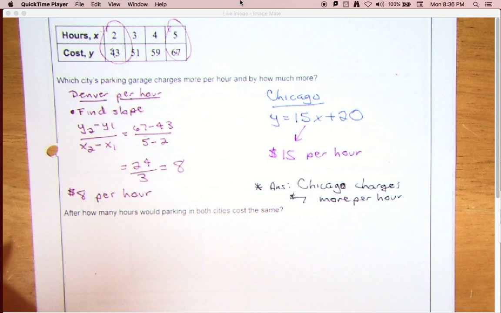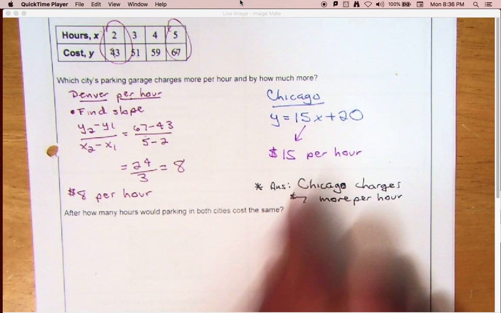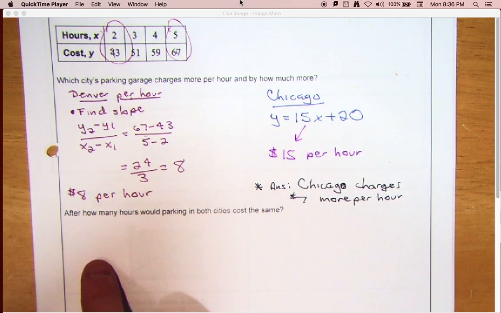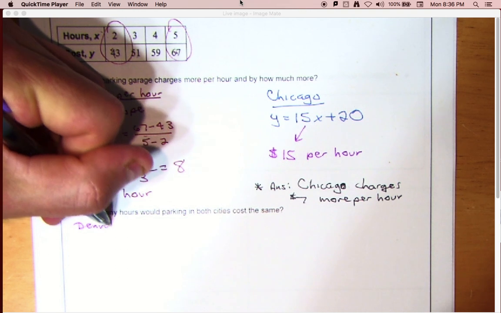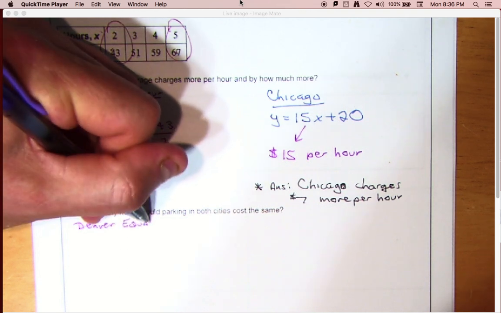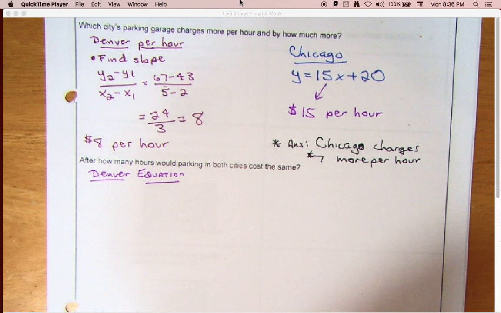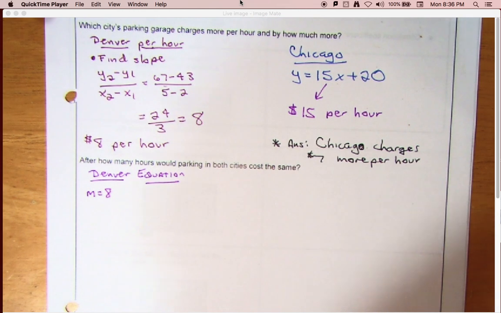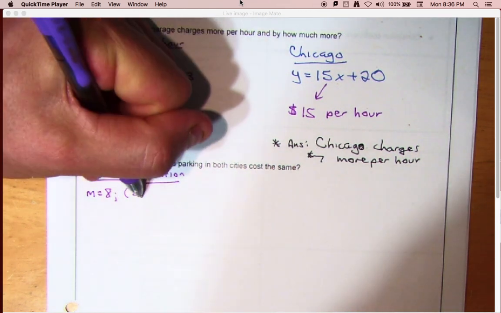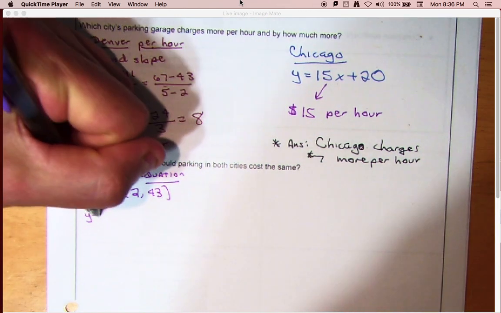All right. After how many hours would parking in both cities cost the same? So here's what we need to do. We've got an equation for Chicago over here. We need to come up with an equation for Denver. So let's go ahead and do that. Once we have that equation, we can turn around and create a table. All right, so my Denver equation. I know that my slope is 8. And what you can do is pick a random point. I'm going to pick this first one, which is 2, 43. And I'm going to run that through the point slope formula.